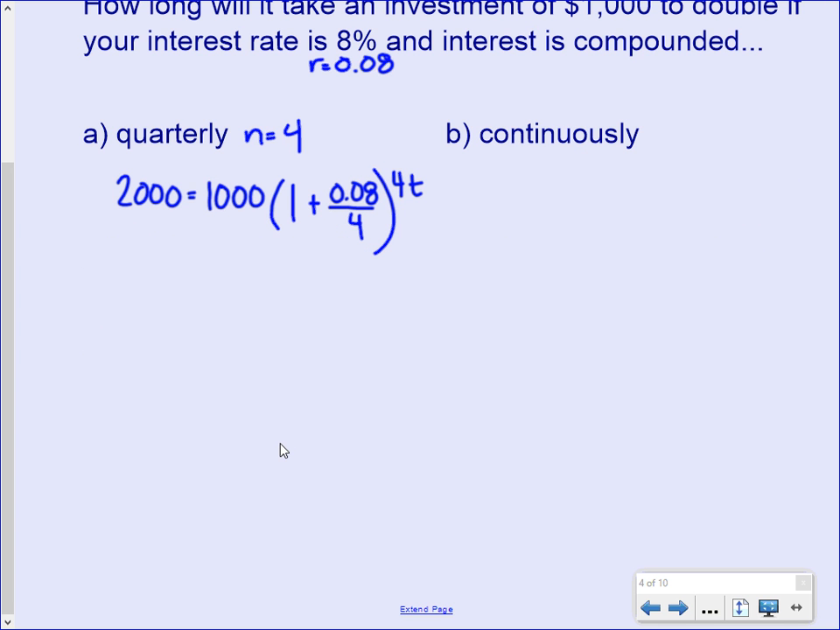First step, in this example, it's an exponential equation. 4t is in the exponent. You want to isolate the base in the exponent. So the exponent is 4t. Its base is 1 plus 0.08 divided by 4. You've got to get rid of 1,000. How will you do it? Divide by 1,000. 2,000 divided by 1,000 is 2.